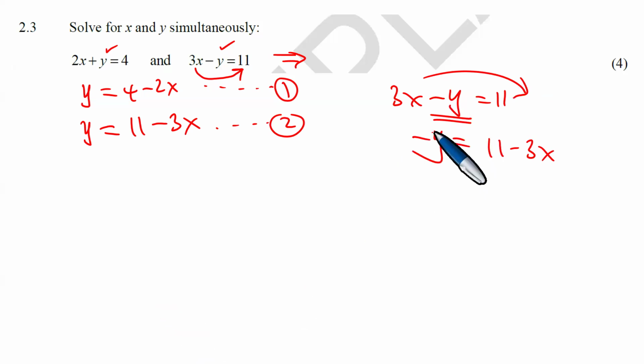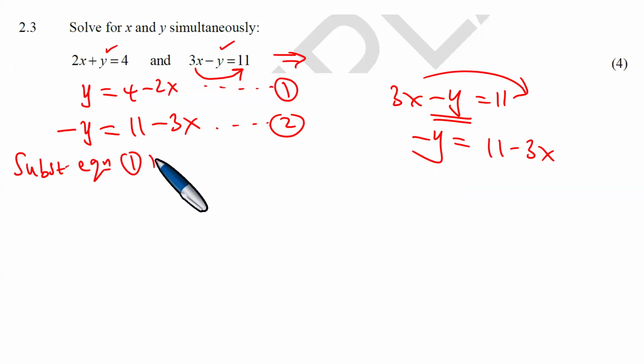The y is negative. We want a negative here, because it has the coefficient minus. It's okay like that, and we write it like that. Then what do we do? Then we substitute equation 1 into equation 2. Equation 2, and what did we get?